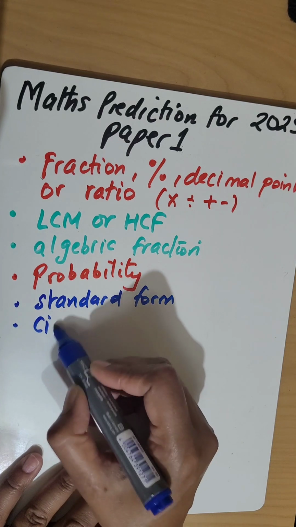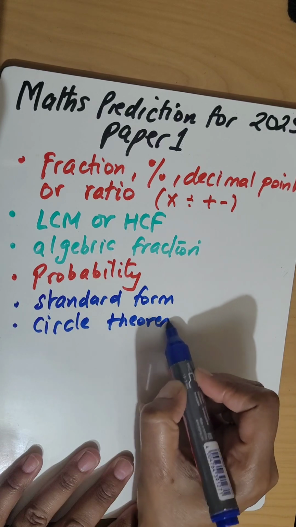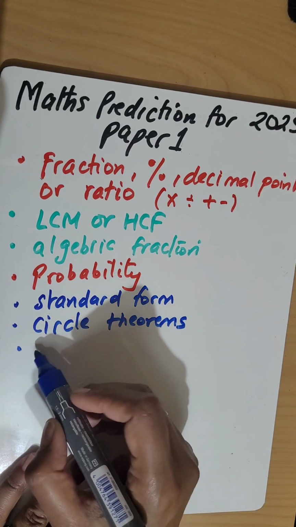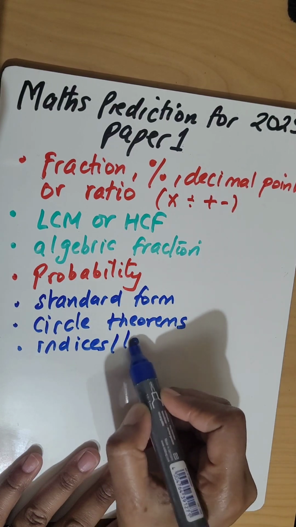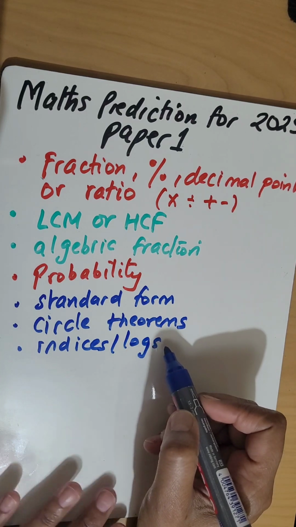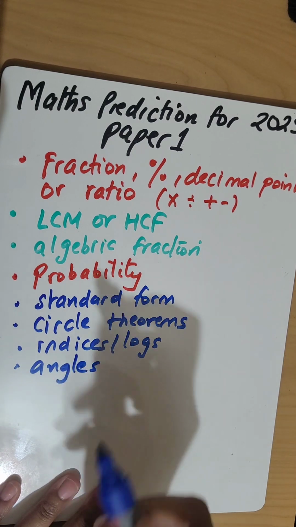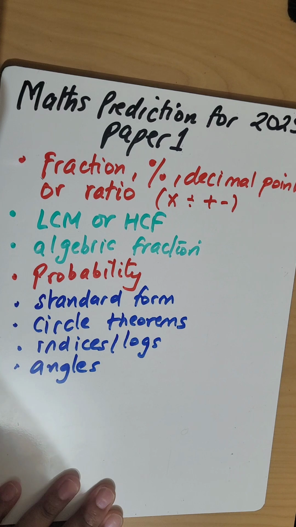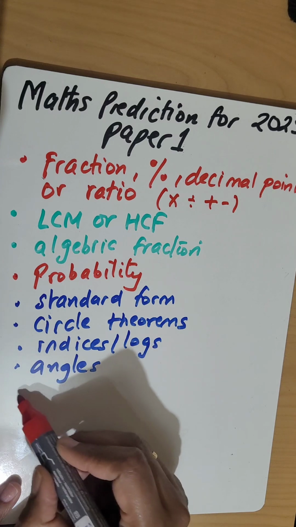You've got your circle theorems. You have indices or logs, mainly for the higher tier. Angles. So there's always a question on isosceles or right angle. So you need to draw and make sure you know.